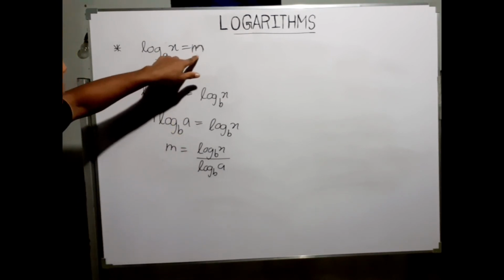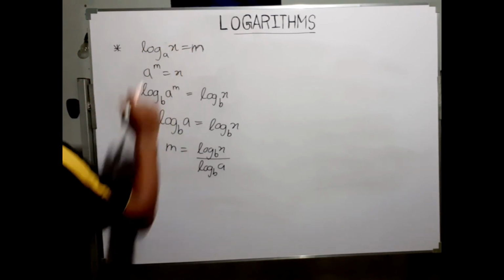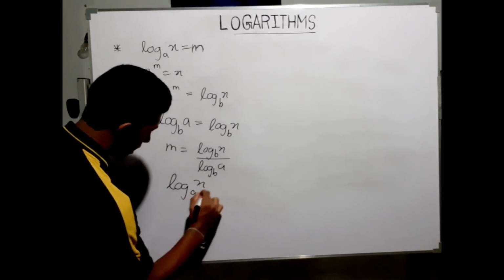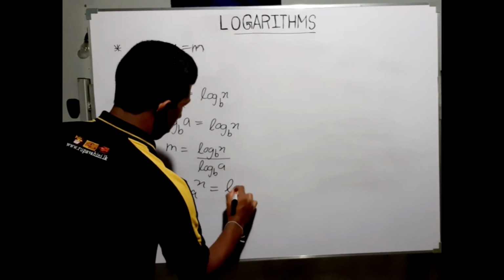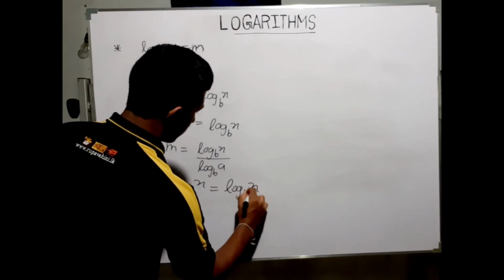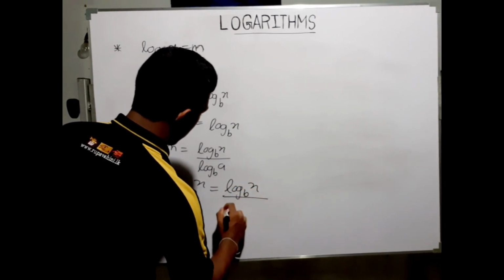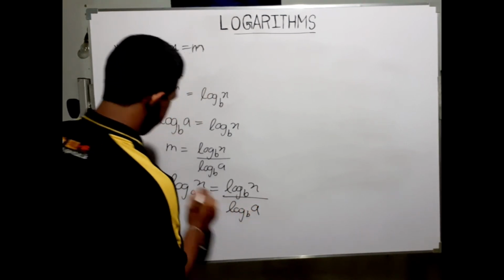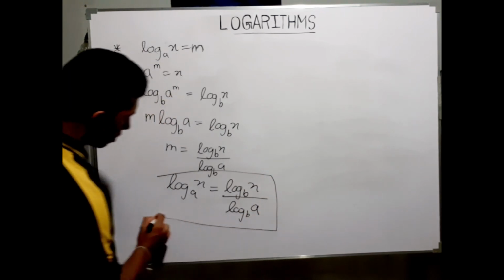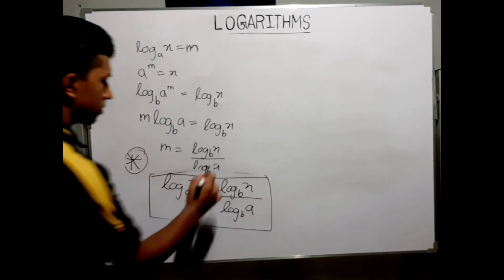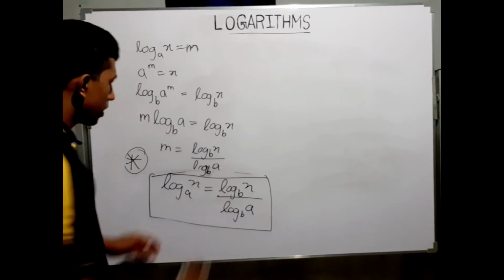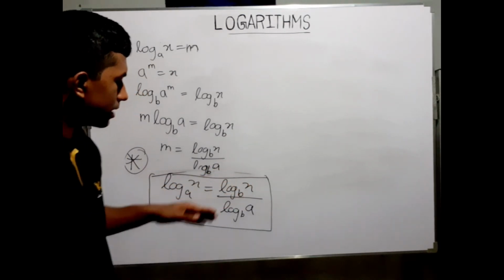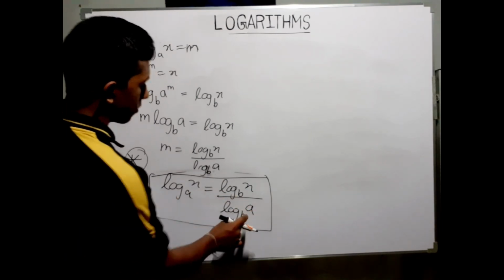So now we also know that m is equal to log value of x to the base a. So if we write that, log value of x to the base a is equal to log value of x to the base b divided by log value of a to the base b. So this is the rule that you need. This is the special rule that you need to remember. So log value of x to the base a is equal to log value of x to the base b divided by log value of a to the base b.